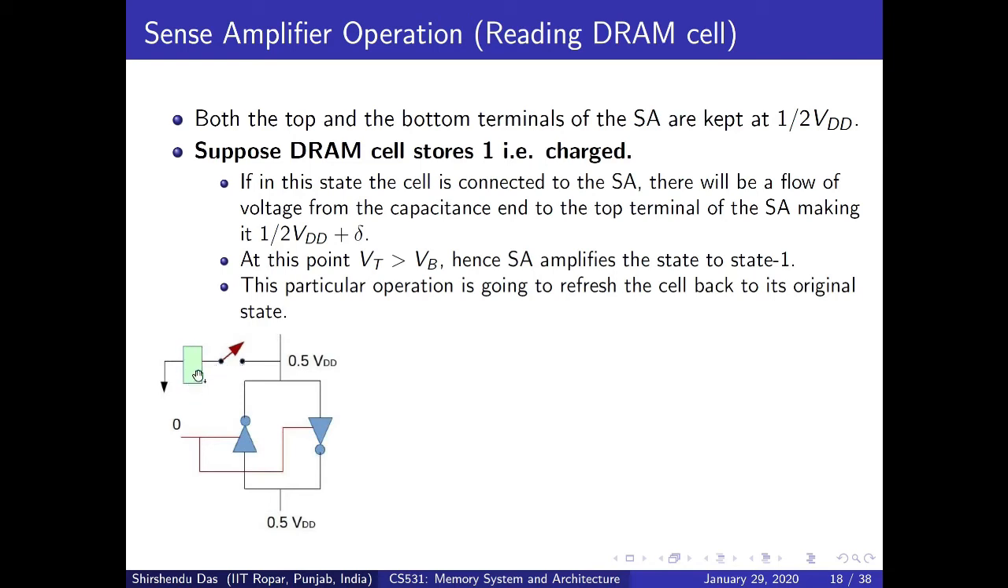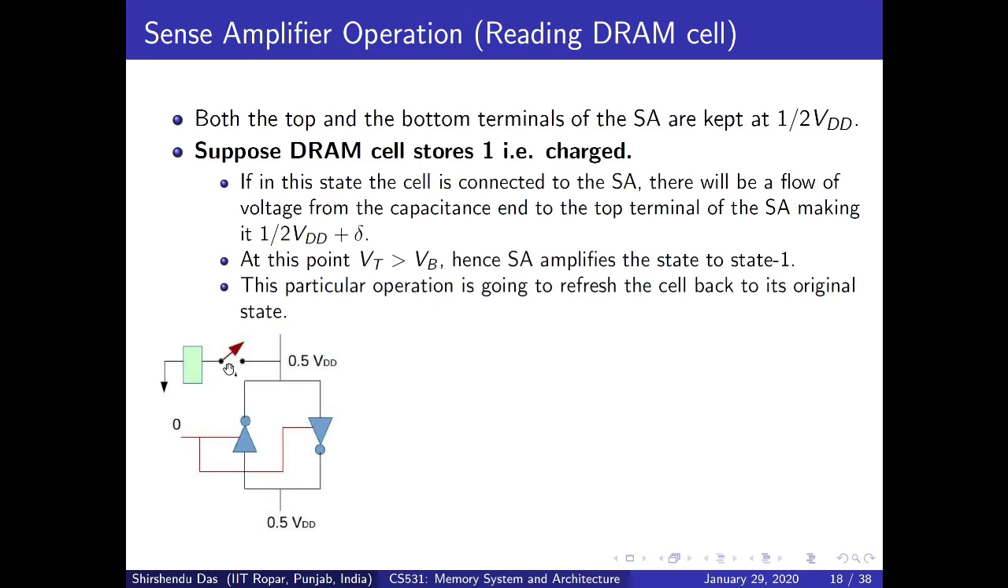Since there is no charge here, if you connect this switch, some charge from here will flow through this direction. Then here the voltage will be 0.5 VDD minus delta. The moment it becomes 0.5 VDD minus delta, VT will be less than VV, so it will automatically be converted to stable state 0. That means this will be VDD and this line will be 0, and if a sense amplifier is in stable state 0, we can assume it's binary 0. So in this way, we can sense that 0 is stored here.